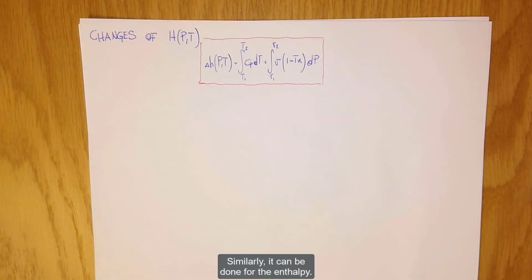Similarly can be done for the enthalpy. We wish to come to the expression in the red box, which represents a relation between the enthalpy change, the measurable quantity Cp, and a term depending on the equation of state.